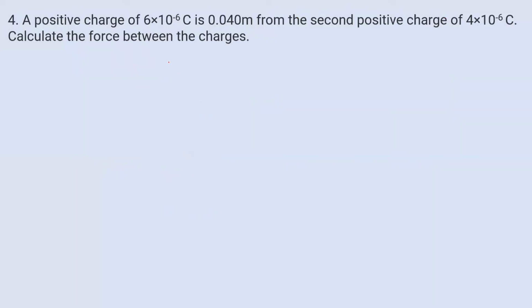Here it is said a positive charge of 6 into 10 to the power minus 6 Coulomb is 0.040 meter from a second positive charge of 4 into 10 to the power minus 6. Calculate the force between the charges. So here you have a charge Q1, and the value of this charge is 6 into 10 to the power minus 6. And another charge Q2, the second positive charge, is 4 into 10 to the power minus 6 Coulomb.